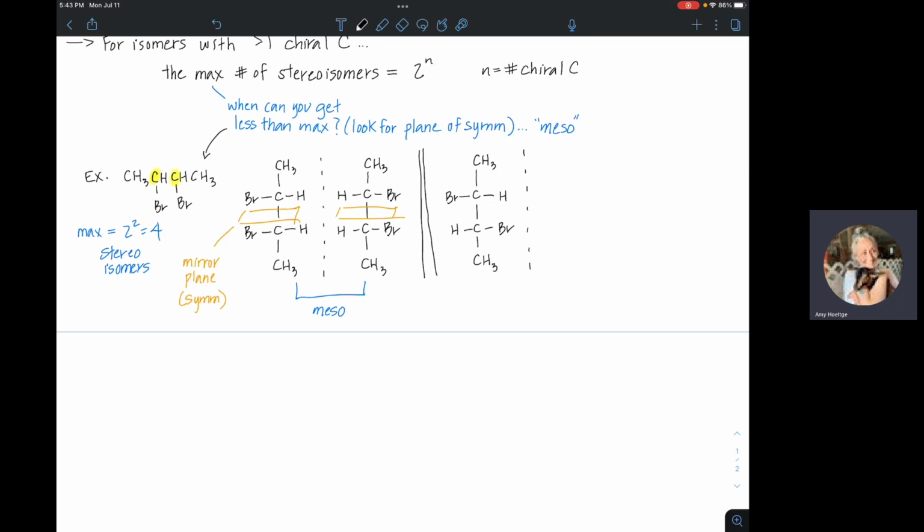Now, there is no mirror plane here, right? If this thing looks down at itself, that bromine on the left at the top sees a hydrogen, not another bromine. So this is valid, right? And I can draw its enantiomer by saying, imagine this thing looked in the mirror. And if it did, it would see hydrogen here, bromine here. Notice how they're different, right? Bromine here and hydrogen here. These are enantiomers.